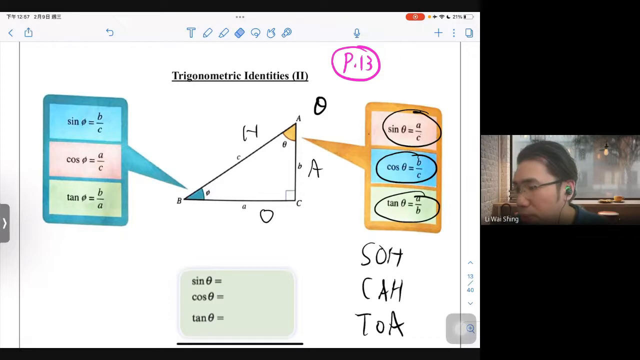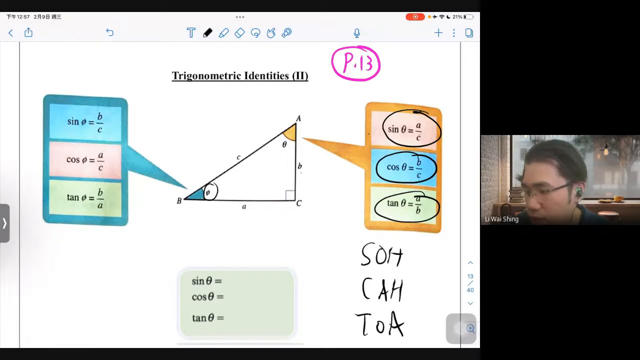But when we change our angle into phi, this angle here, my sine phi is B over C. My cosine phi is A over C. My tangent phi is B over A. So I write 6 identities here. Let's take a look at the color. For B over C, in phi here, it is sine phi. However, for cosine, this part, B over C is cosine theta.